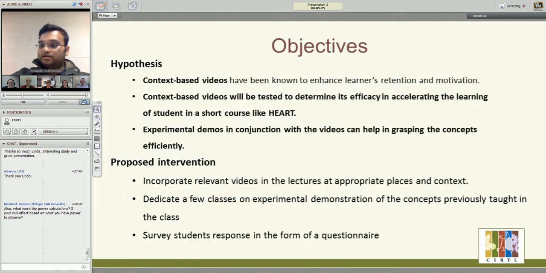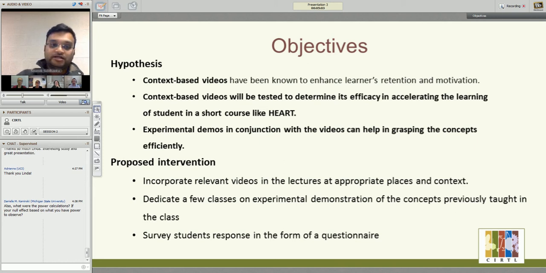The hypothesis was that context-based videos have been known to enhance learners' retention and motivation. One of my motivations to include this kind of context-based video in the classroom was that in a research study, it was found that upcoming swimmers found it easier to learn different techniques of swimming by analyzing video demonstrations. So I thought, why not include this kind of videos to convey concepts to students and then see the outcome.